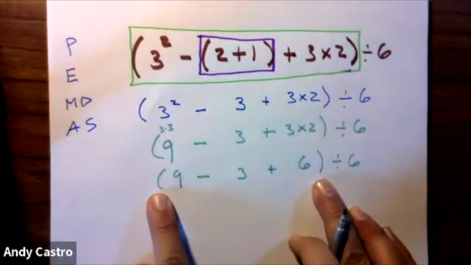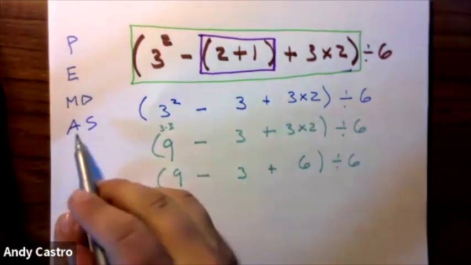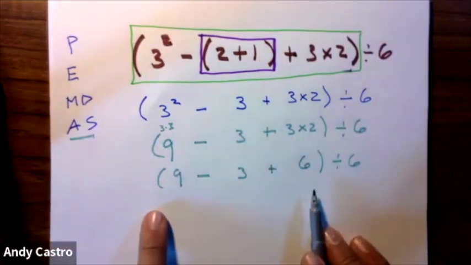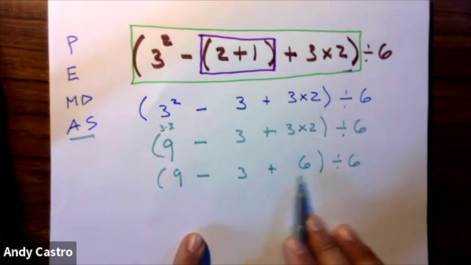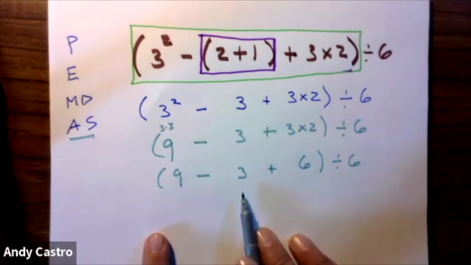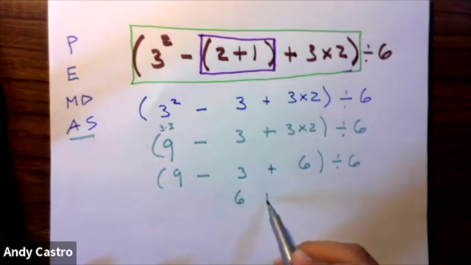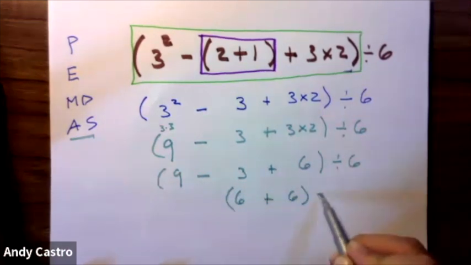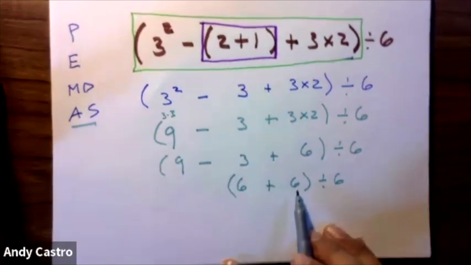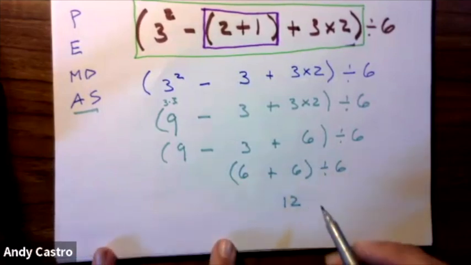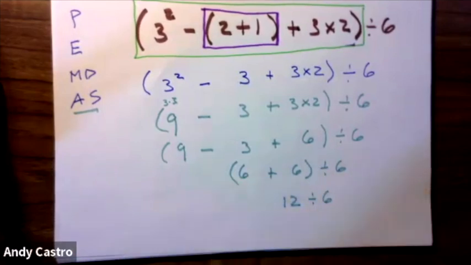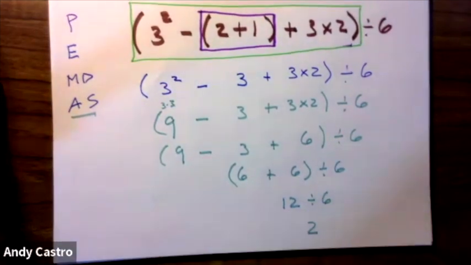Now inside the parentheses, I have addition and subtraction. I need to do that from left to right. So I don't want to do the 3 plus 6 first. I want to do the 9 minus 3 first. So 9 minus 3 is 6. 6 plus 6, that's 12. Now that I'm down to one number, I can remove the parentheses. And then I'm left with 12 divided by 6, which is 2.